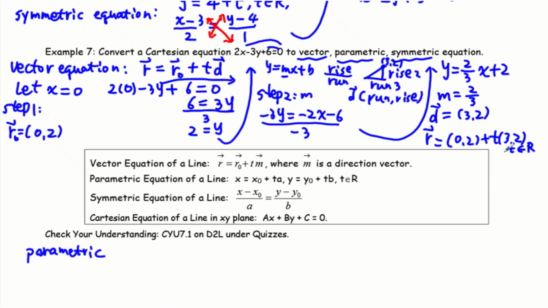So we have the vector equation. The parametric equation will be just the x component and y component, x direction, y direction. X direction is 0 plus 3 times t. And y direction is 2 plus 2 times t. And t belongs to all real numbers. And the symmetric.